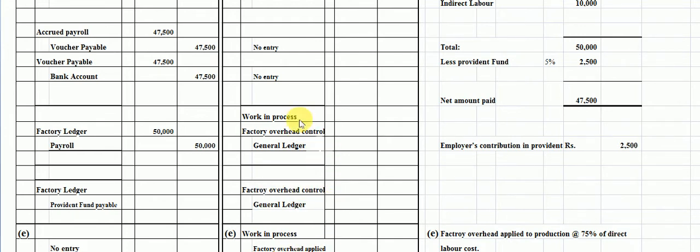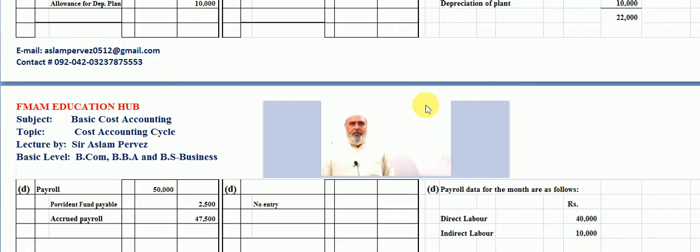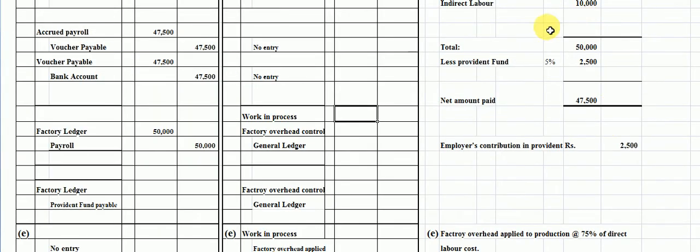Dear student, work in process belongs to the direct labor cost, which is 40,000 rupees here, and the indirect labor cost is 10,000 rupees, which is charged to factory overhead control, 10,000 rupees here. Now, against the general ledger, 50,000 rupees here.